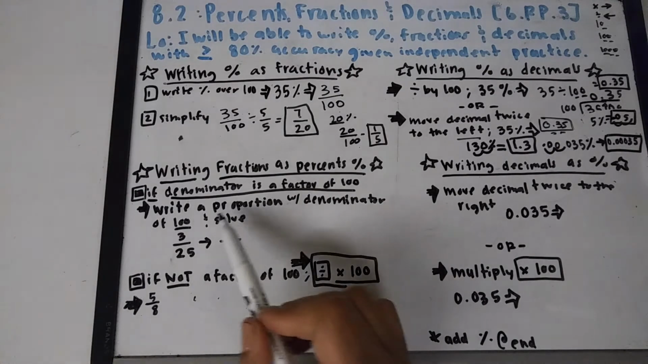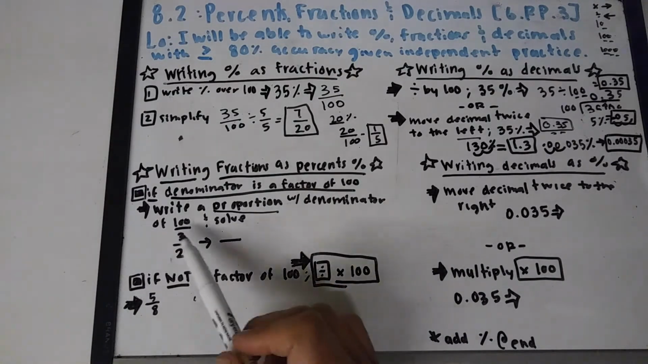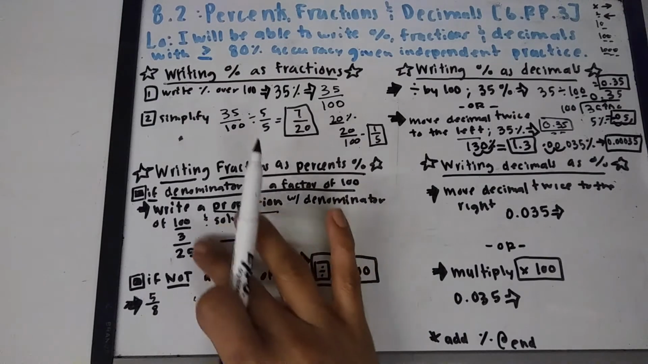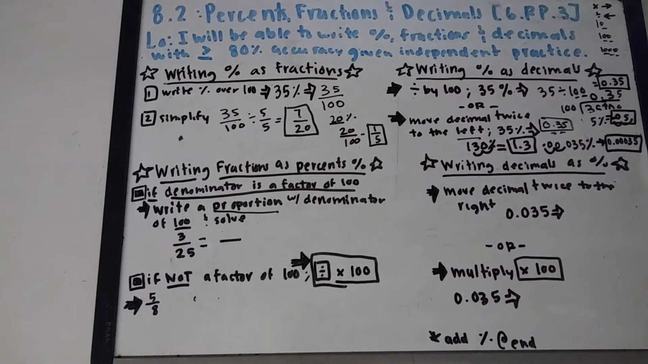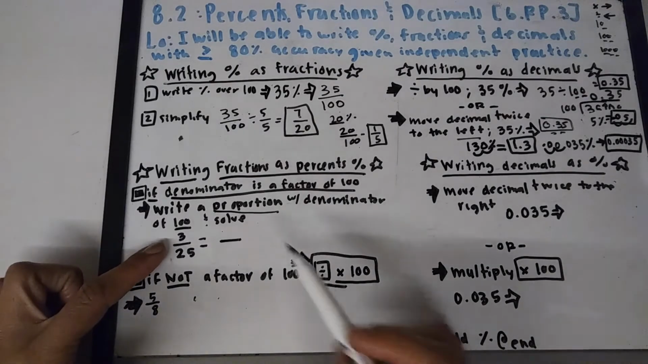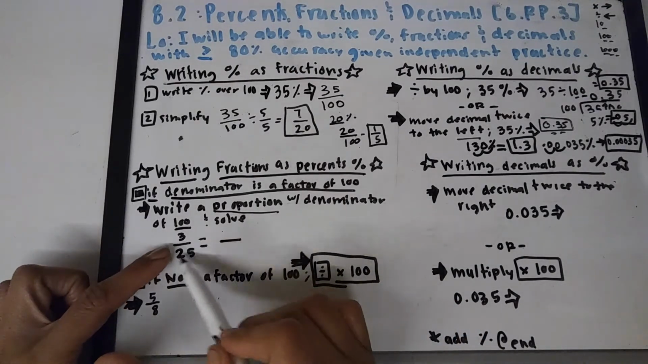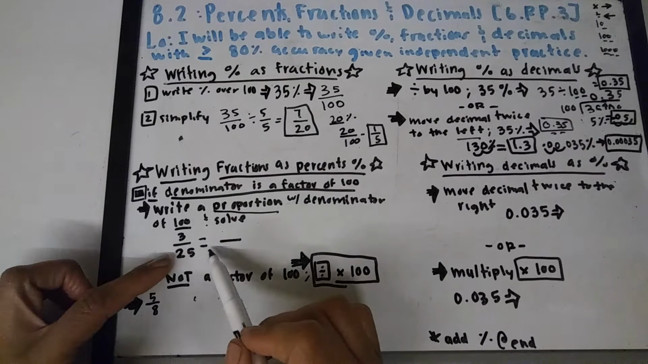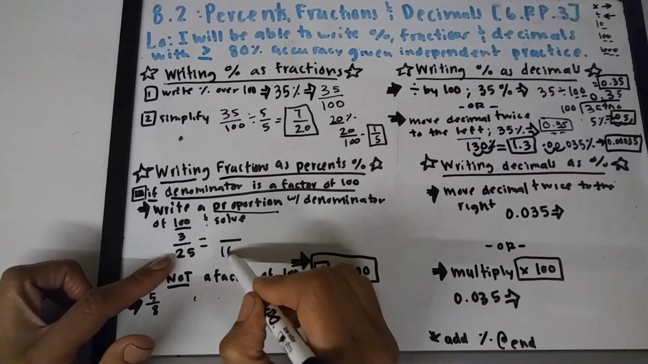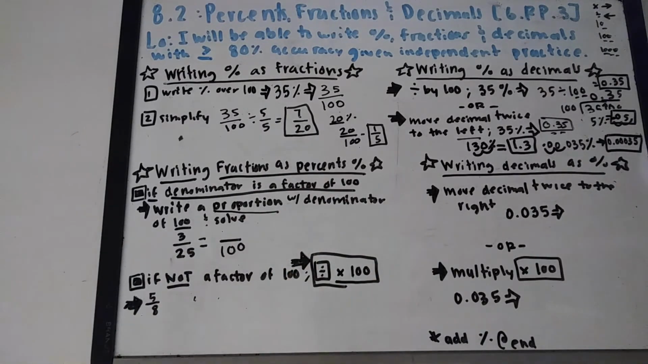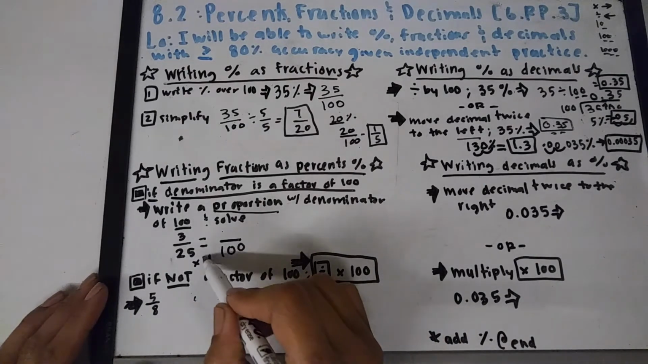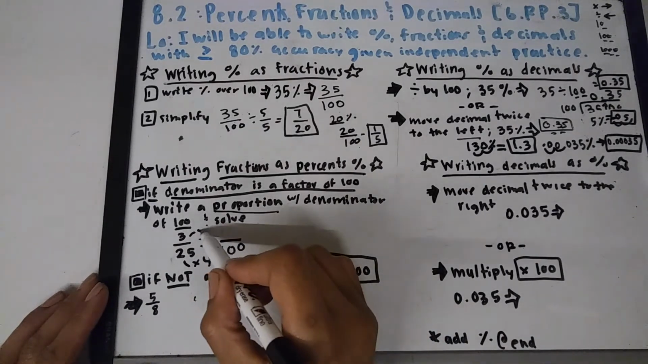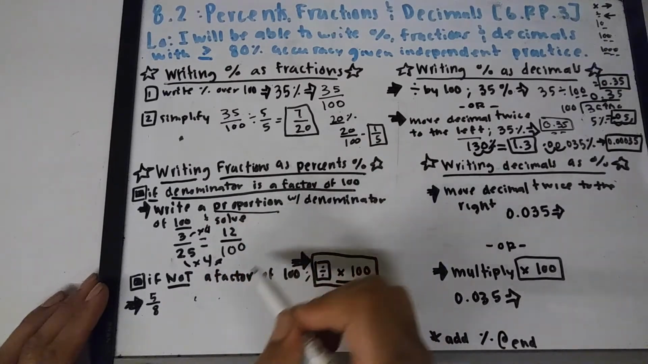So you can write a proportion. Remember, a proportion is basically two ratios equal to each other. So then our equivalent fraction: I'm going to write a proportion. I already have that 3/25, and then I'm going to write 100 as my denominator. And then you're going to think, what factor did I multiply 25 times to get to 100? That will be times 4. Remember, what I do to the bottom, I do to the top. So that gives me 12/100.